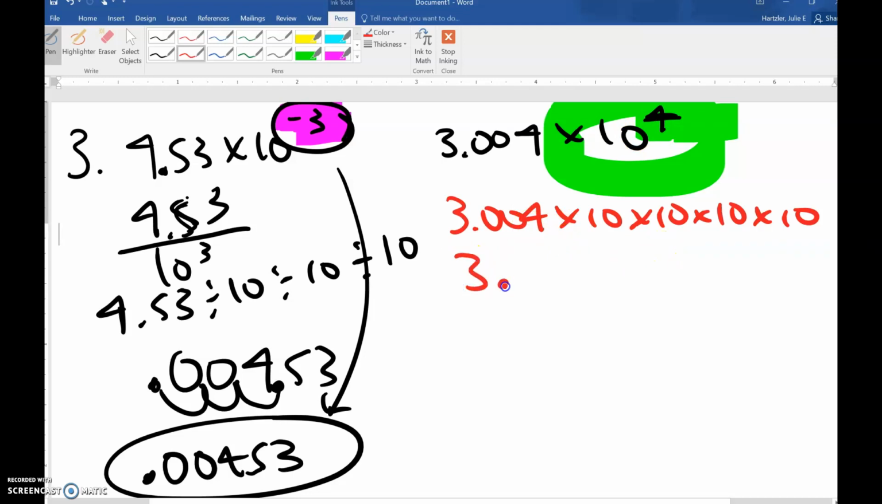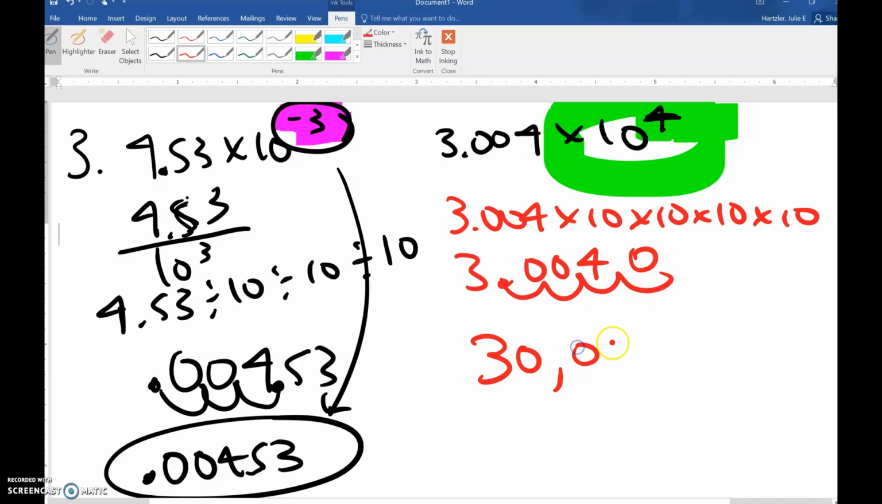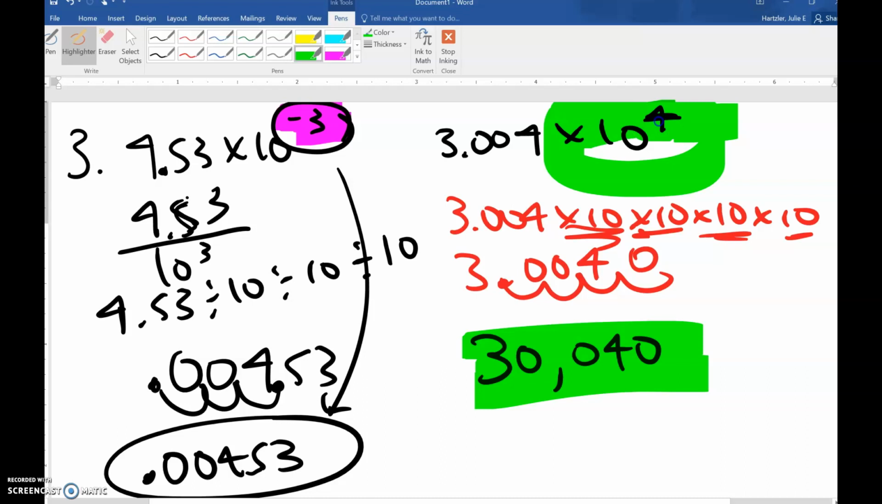So I'm going to move that decimal 4 jumps. 1 jump, 2 jumps, 3 jumps, 4 jumps. So I need to add a 0. So 30,000, 40. And I mean, it makes sense the number got bigger. I'm multiplying by 10 over and over again. And then the other thing is positive exponents mean you have numbers that are bigger than 1. So this has to get bigger. It can't get smaller. All right, go ahead and write your equations for 4, and I will pick up there.